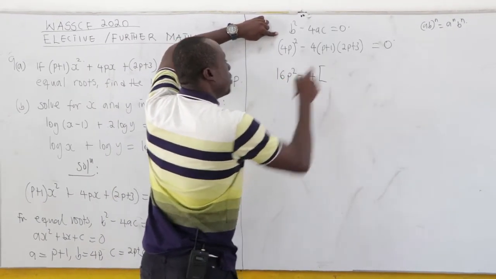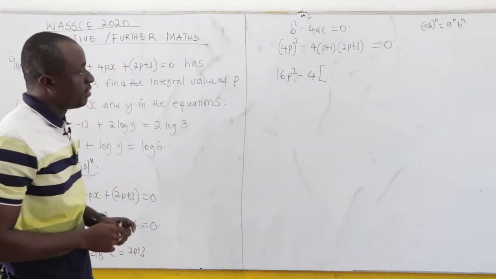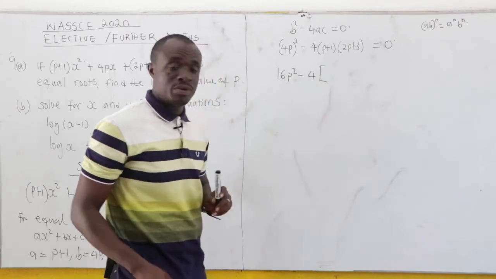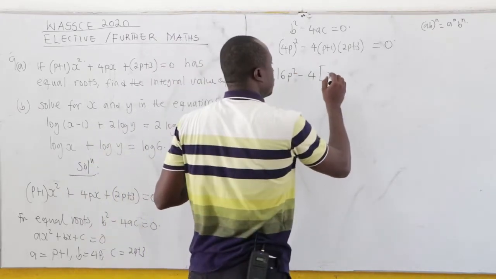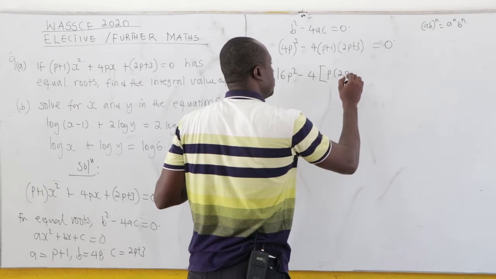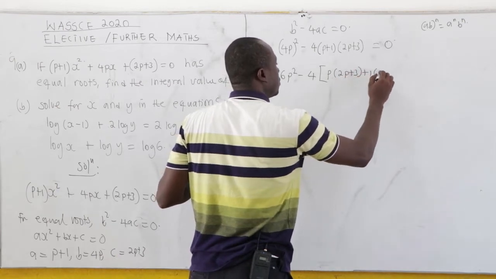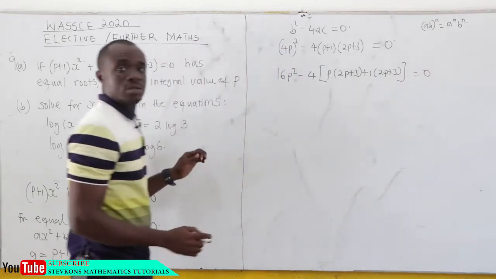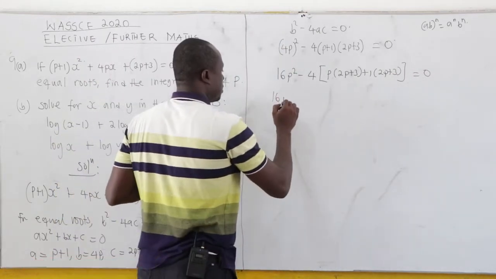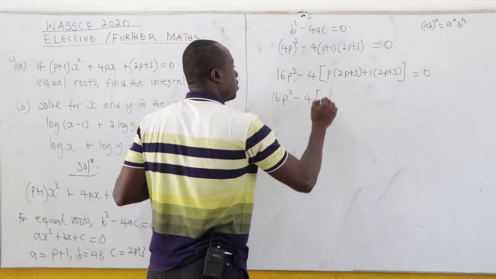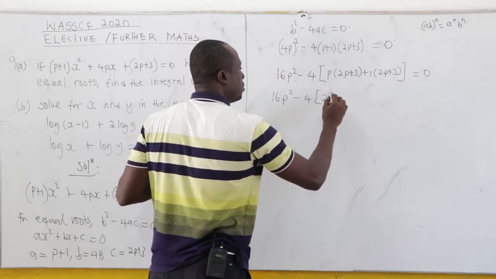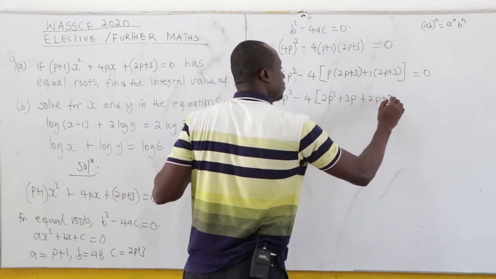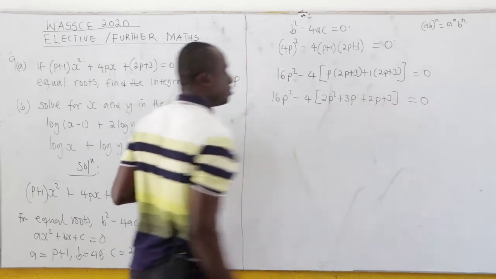Minus 4, you have to be very careful in expanding this. If you're not careful, you multiply this 4 to this and then that. Let this 4 be here. Now let's work on the brackets. So we have p times (2p + 3) plus 1 times (2p + 3) equal to 0. So this gives us 16p² − 4. Now p times this, that will be 2p² + 3p + 2p + 3 = 0.